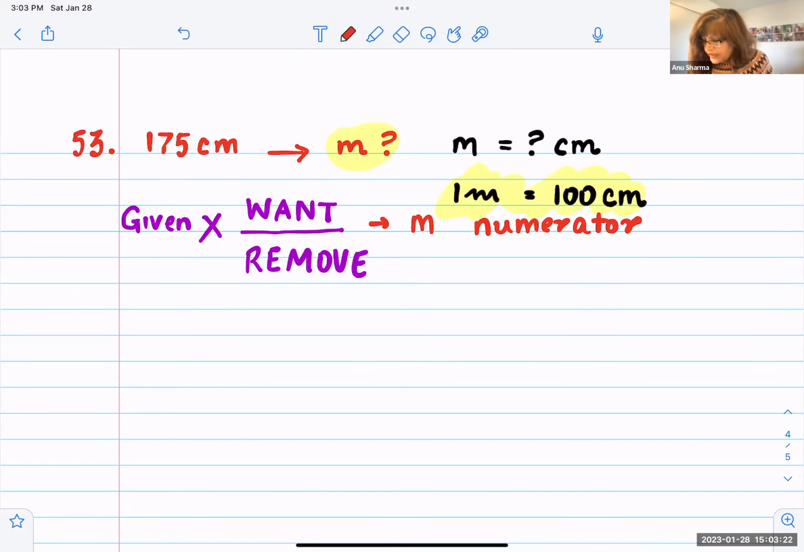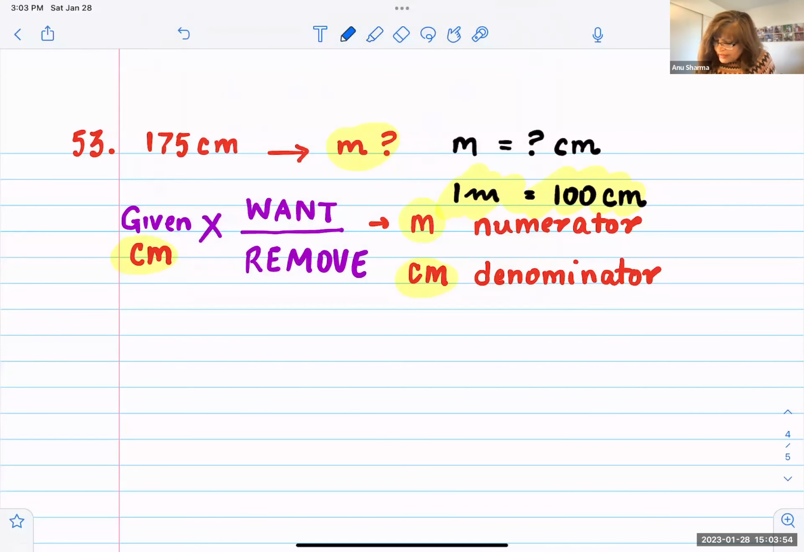And the unit that is given to us and that we want to cancel out, the given unit, is centimeter. So you have to look at the equality in which the centimeters get canceled out. The denominator matches the units that are given to you. So you are given centimeter, and when you do the conversion factor, centimeter will go in the denominator. And the meter is the one that you want to find out.